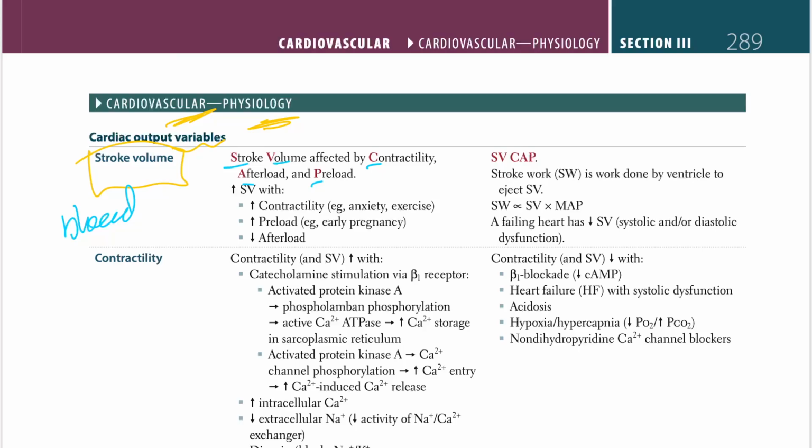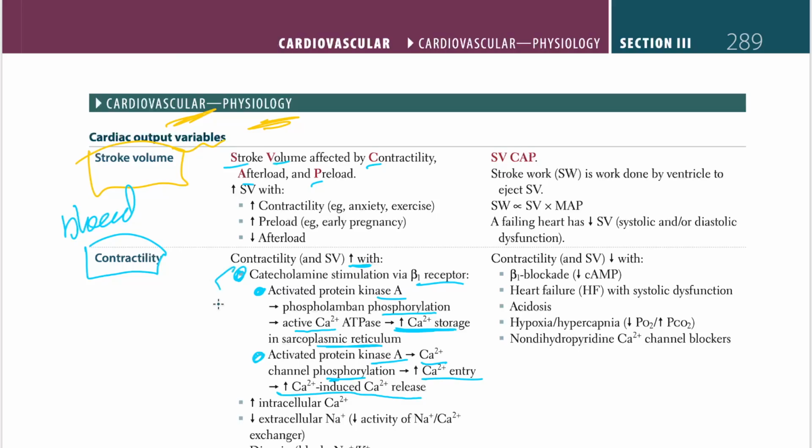Let's look at your contractility. What is contractility now? Contractility and stroke volume would increase with catecholamine stimulation via the beta-1 receptor. And what would they do? They would activate protein kinase A, which will lead to phospholamban phosphorylation, and they would activate the calcium ATPase channel, which will cause an increase in calcium storage in the sarcoplasmic reticulum. The second thing they would do is activate protein kinase A, leading to calcium channel phosphorylation, increased calcium entry, and an increase in calcium-induced calcium release.